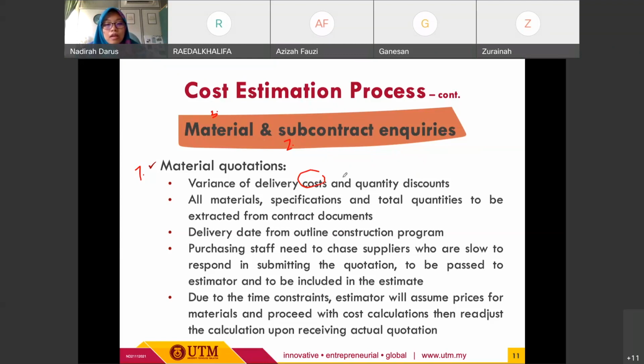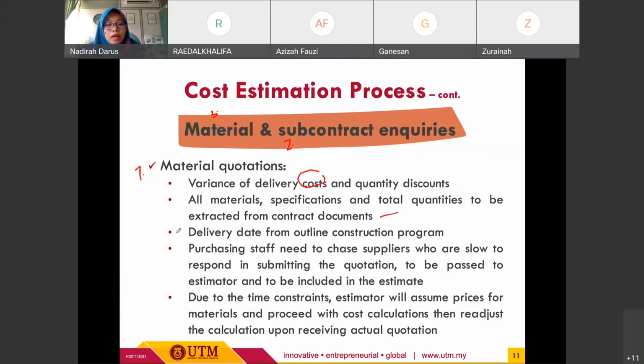And then for the material quotation, all material specifications and also the total quantities are to be extracted from the contract document. And we need to have this material quotation because it helps the estimator come up with a good estimation price, a good cost estimation, right?